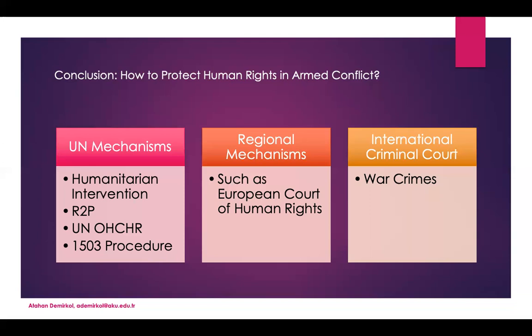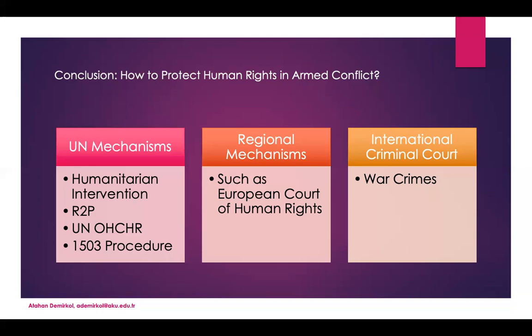And there's also another mechanism, which, rather than being regional, is international. It's the International Criminal Court. It is mostly judging over war crimes. So states may make claims against war crimes at the International Criminal Court. So these are the basic three mechanisms to protect international human rights in armed conflict, where international humanitarian law is lex specialis during the armed conflict.